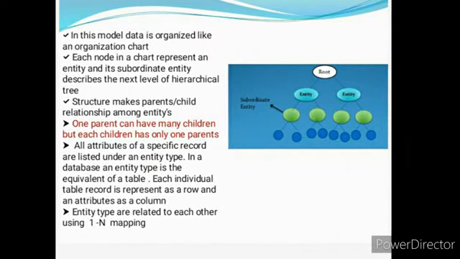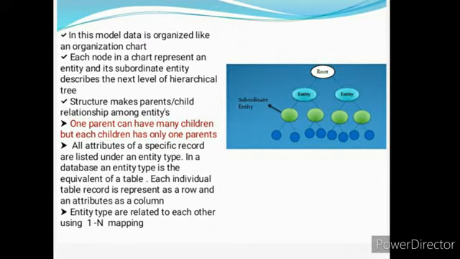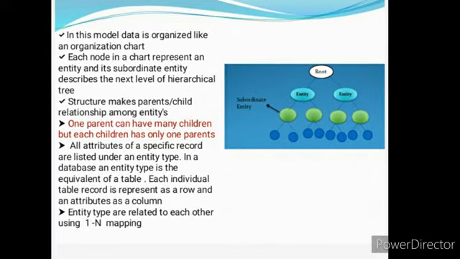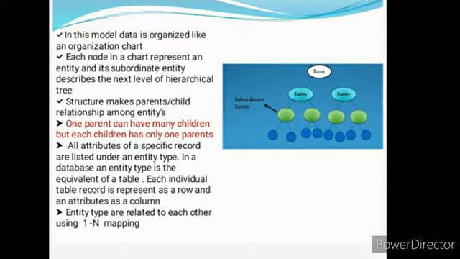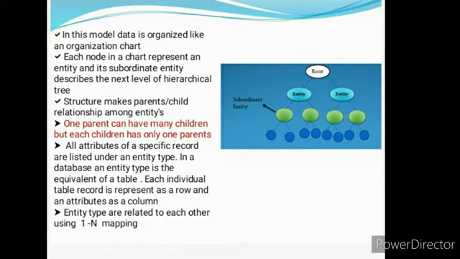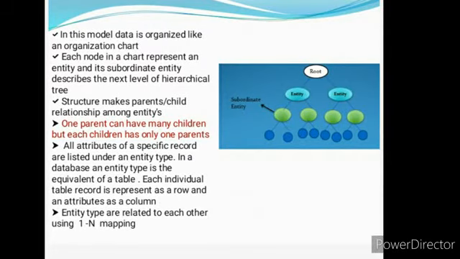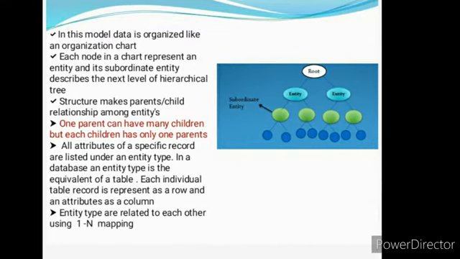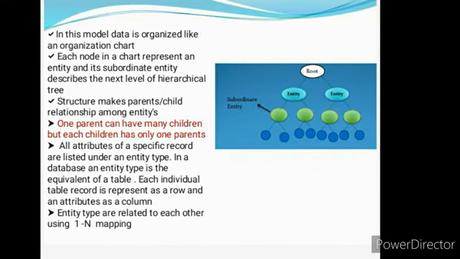Next point: all attributes of a specific record are listed under an entity type. Means that an entity's attributes are referred to as a table record. In a database, an entity type is equivalent to a table. Means in a hierarchical model, we create entities and nodes, and all these entities and nodes are referred to as tables in a database.